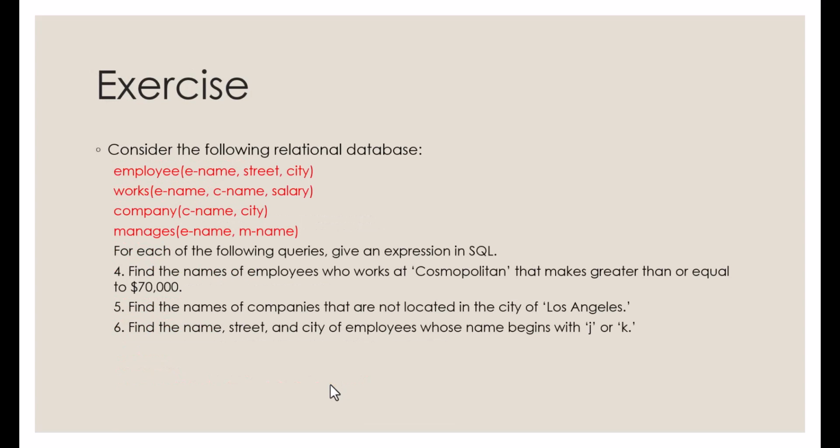Okay, number 4, 5, and 6. Find the names of employees who work at Cosmopolitan and make greater than or equal to 70,000. Number 5, find the names of companies that are not located in the city of LA. Number 6, find the name, street, and city of employees whose name begins with J or K. Okay, so go ahead and pause it and work on these problems. Okay, so let's go over it.